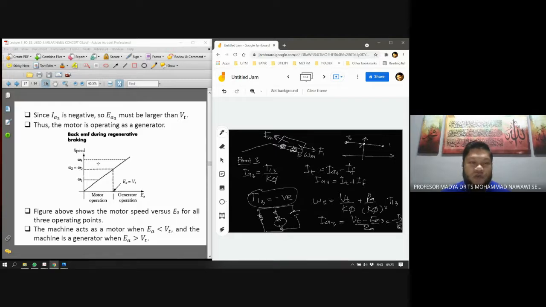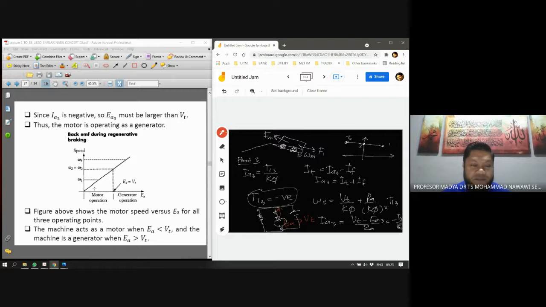Okay, so what does it mean here? Since IA3 is negative, because the current reverses its direction, the IA is in the reverse direction. So you must have EA here, the back EMF, greater than VT. Then you have this condition, isn't it? So EA should be greater than VT. Then you have that question.